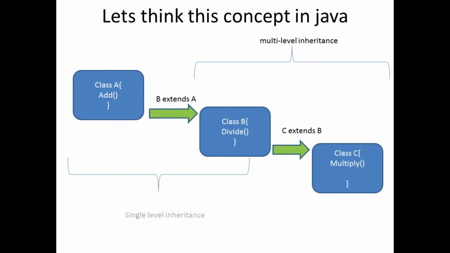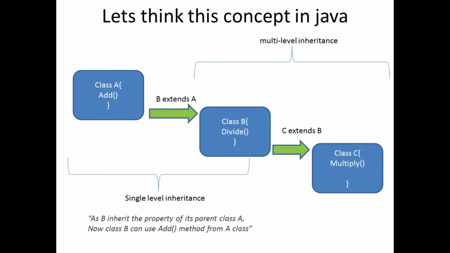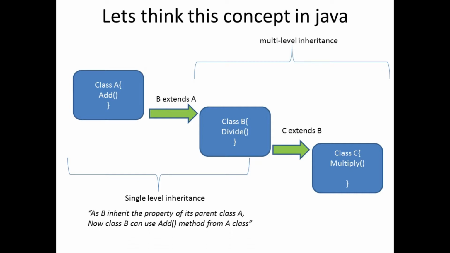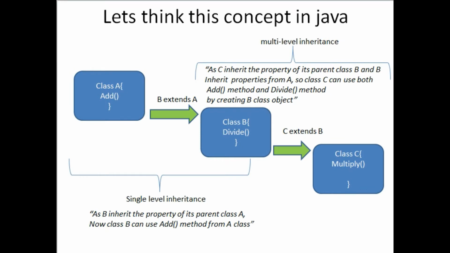And the relation between class A and class B is single level inheritance, because class B is directly extending class A and using the add method from it. The multi-level inheritance example is clearly shown: class C extending class B is an example of multi-level inheritance here.